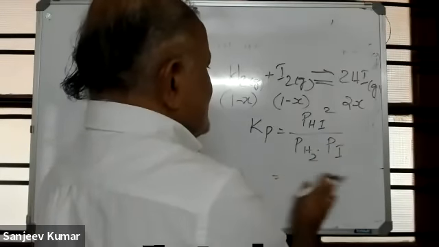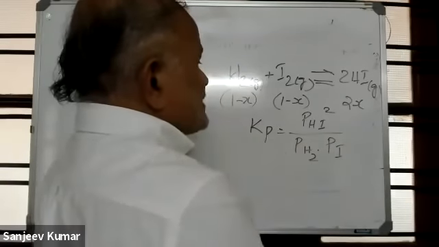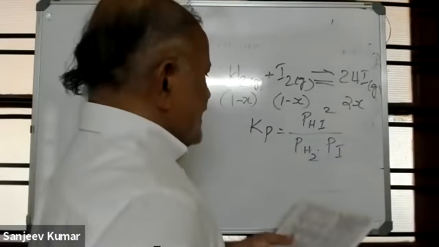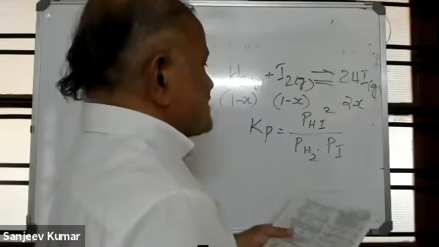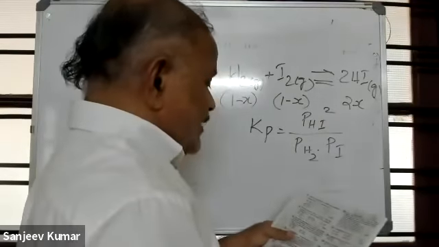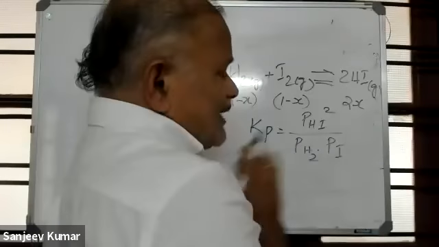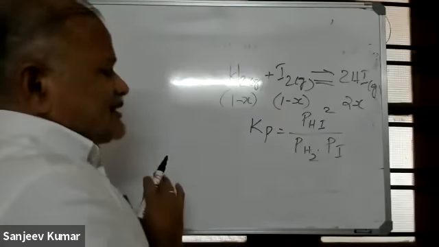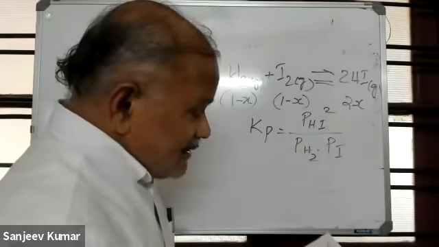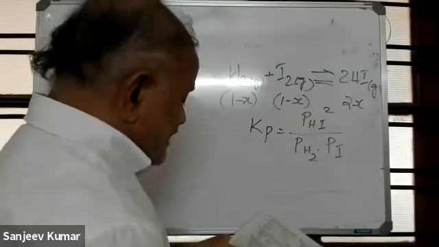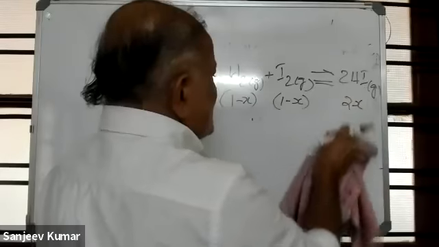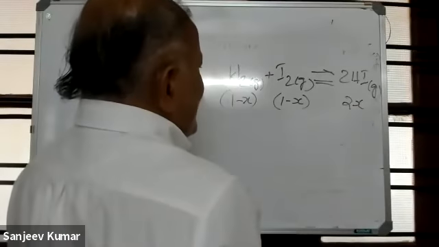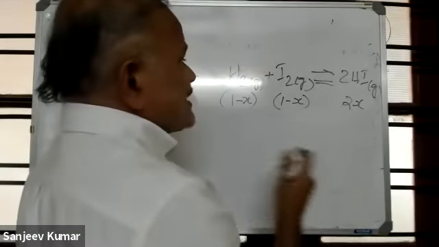That means the equilibrium constant here is (2x) whole squared by (1 minus x) into (1 minus x), that is, (1 minus x) whole squared. But here the equilibrium constant is not asked. What is asked is the percentage of iodine that has reacted at equilibrium. Therefore, we have to calculate the percentage of iodine that is reacted at equilibrium.